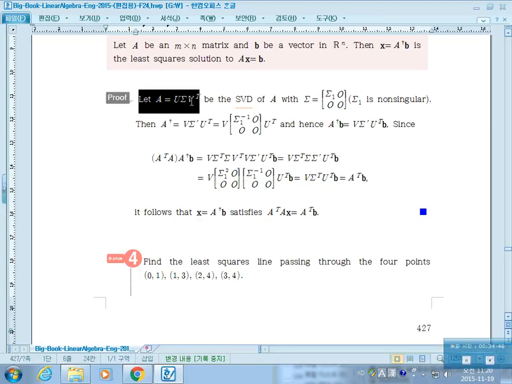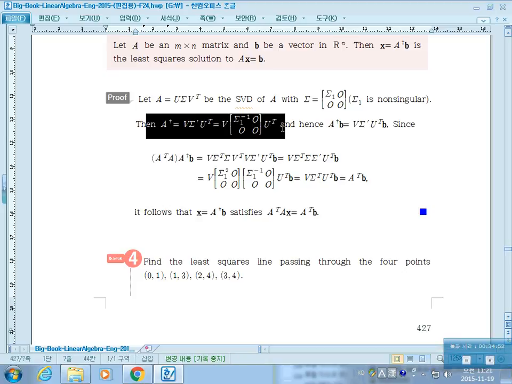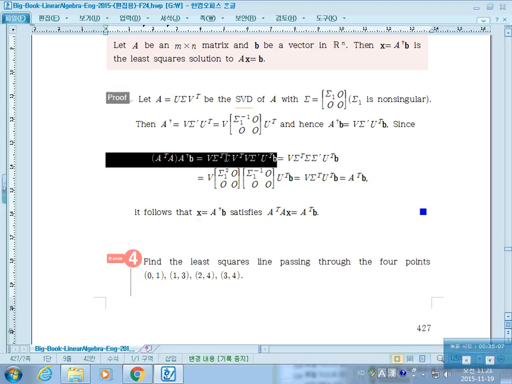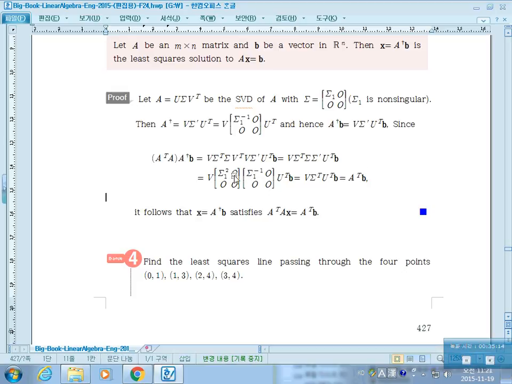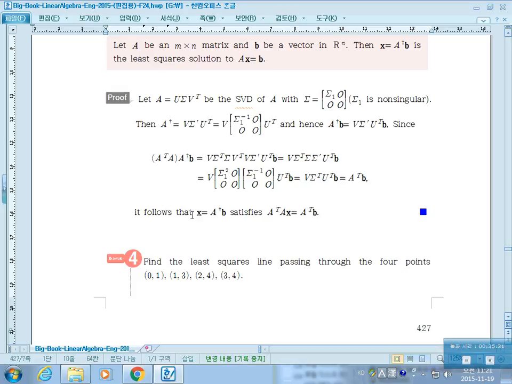The reason is here. Let A have a singular value decomposition with this sigma, and then A dagger looks like this. Then from here, we can find A dagger B looks like this. If we multiply A transpose A on here, then this can be simplified here and here, and can be written in this way. Okay? From here, the sigma 1 and sigma 1 inverse cancelled, so just one sigma 1 is left, which is this. And this is exactly the A transpose B here. This means X is exactly the same as A dagger B.